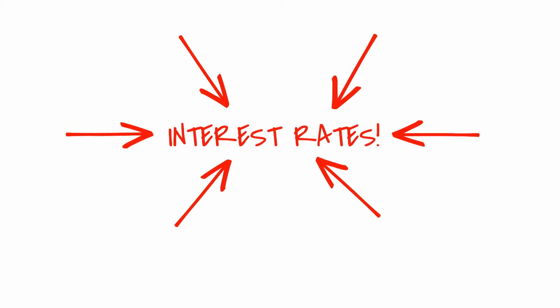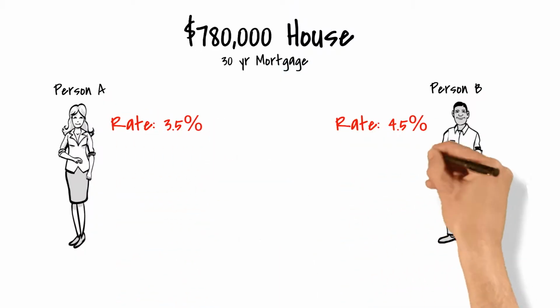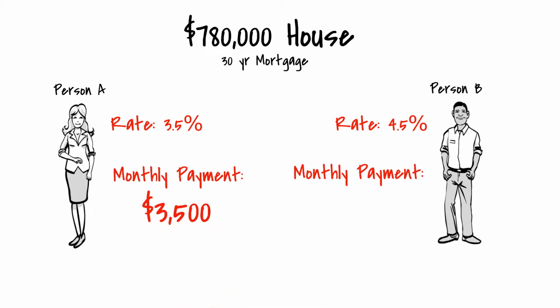The other big factor that comes into play is interest rates. If you're buying a house at $780,000 at a 3.5% interest rate, your monthly payment is going to be much, much less than an interest rate of 4.5%.